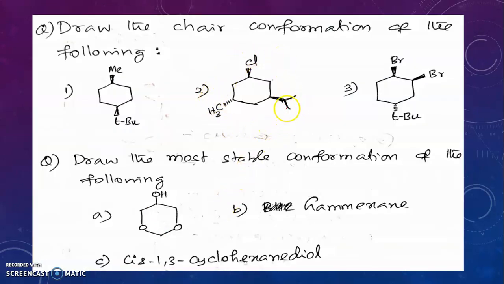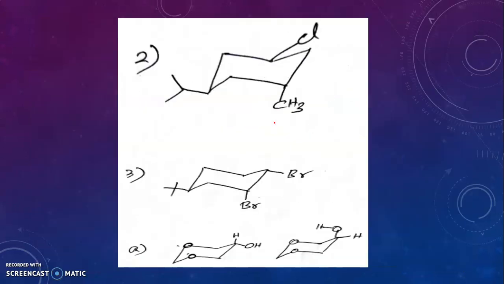The second compound is also a substituted cyclohexane. Here we have a chlorine, an isopropyl group and a methyl group. Chlorine and isopropyl group are related as cis, and isopropyl and methyl exist in trans form. Now, in the chair conformation, listen, chlorine and isopropyl are 1,3, and isopropyl and methyl are also 1,3 substituted, right? So how to draw the conformation?